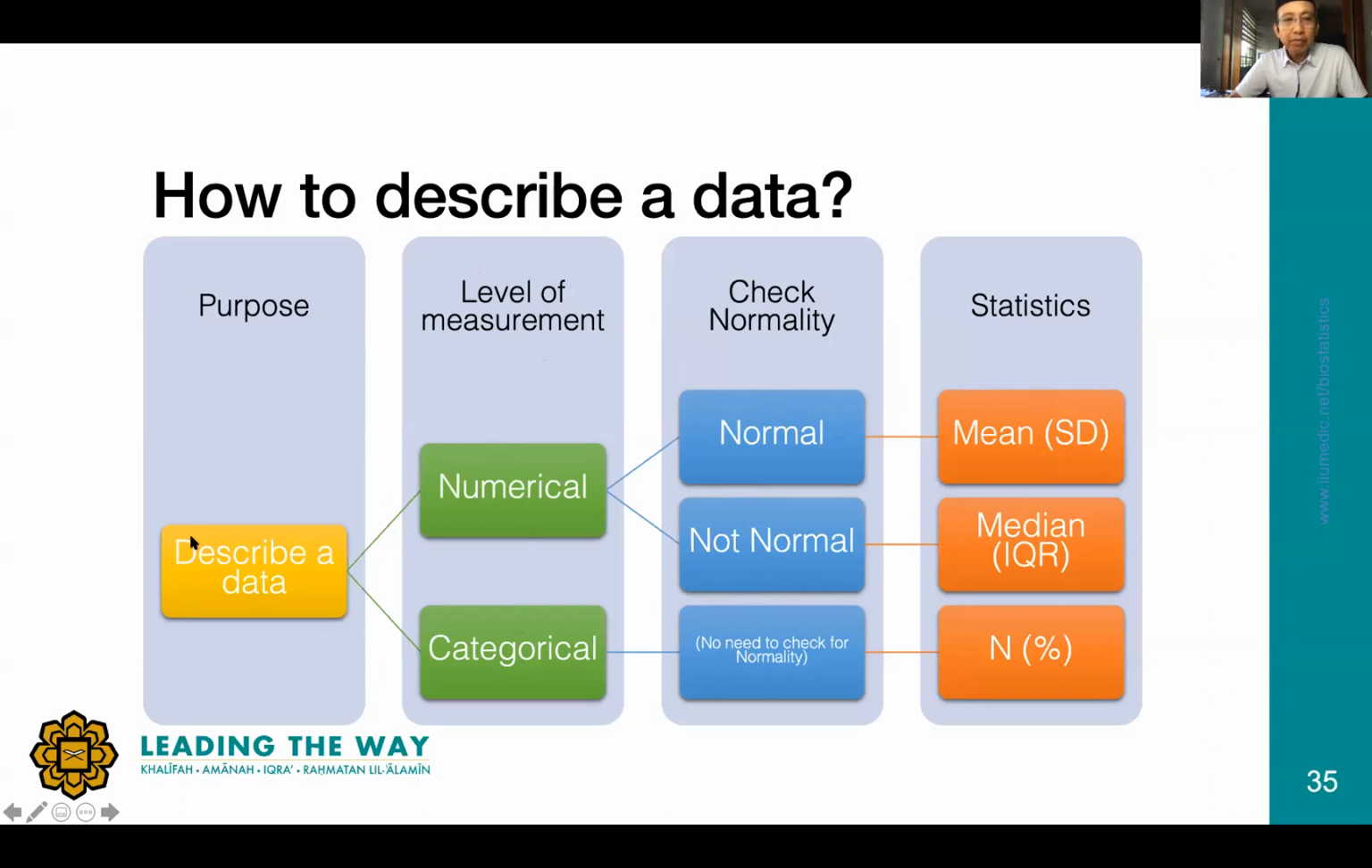Example, let's say you have age. Age is numerical or categorical? It can be both, right? But how would you measure? How do you want to analyze?